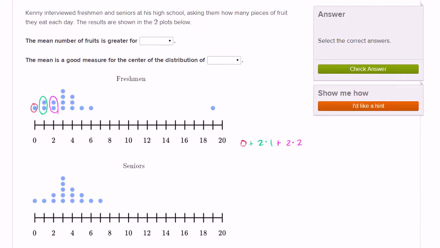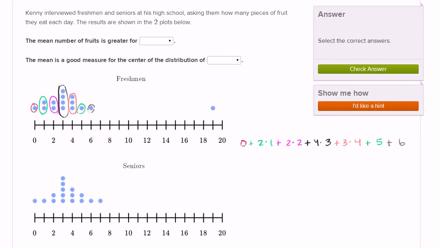And then let's see, we have a bunch of data. We have 4 data points at 3s, or you could say we have 4 3s. So let me circle that. So we have 4 3s plus 4 times 3. And then we have 3 4s, so plus 3 times 4. And then we have a 5, so plus 5. And then we have a 6. Let me do this in a color that you can see. And then we have a 6 right over here, plus 6.